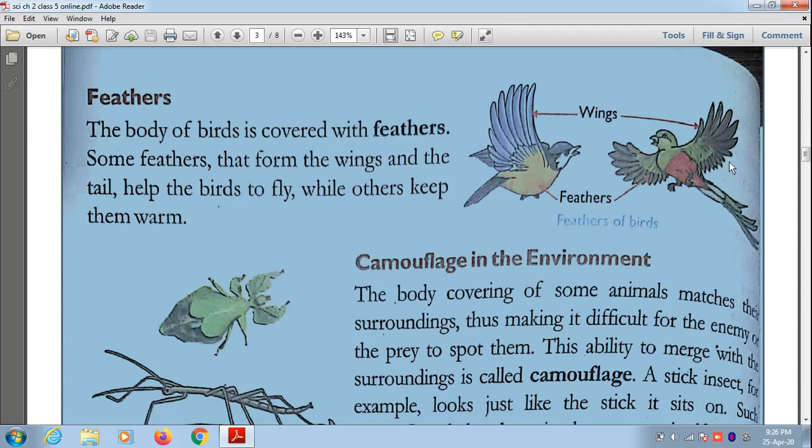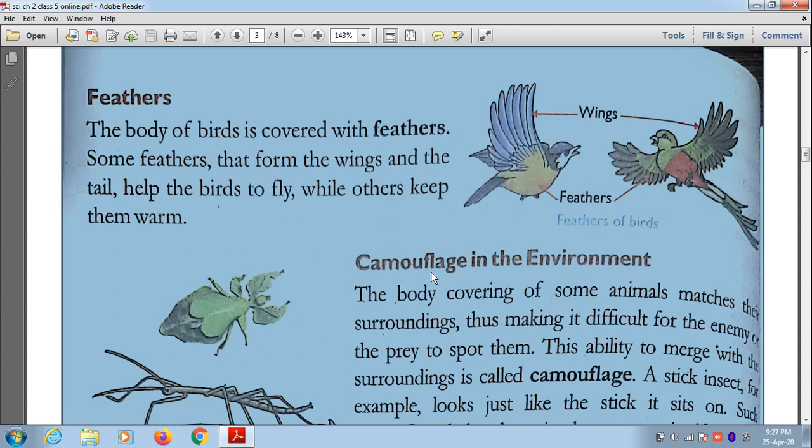So a parrot you all can see here, right? So bacha, this part refers to the wings. Please, feathers and wings are two different things. Wings basically help a bird in flying, whereas feathers keep them protected in extreme cold climatic conditions, right? And they might also help the birds in flying. Some feathers that form the wings and the tail help the bird to fly, while others keep them warm.